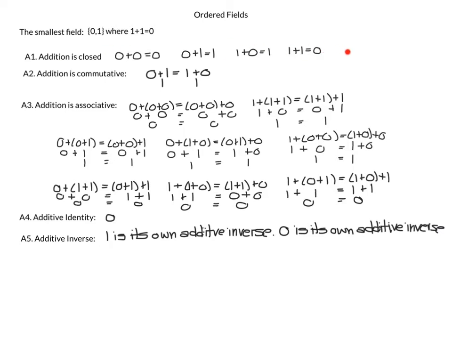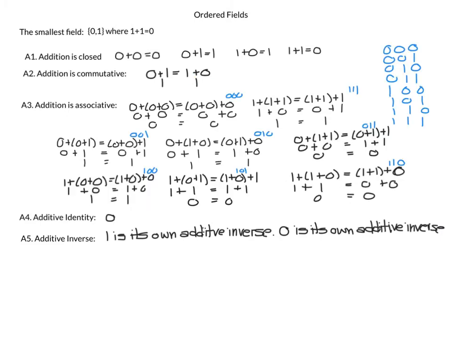So addition is closed. You can also see that addition is commutative. When I've rearranged the 0 and 1, I still get the same answer. So 0 plus 1 is equal to 1 plus 0. The left-hand side is equal to 1, and the right-hand side is equal to 1.